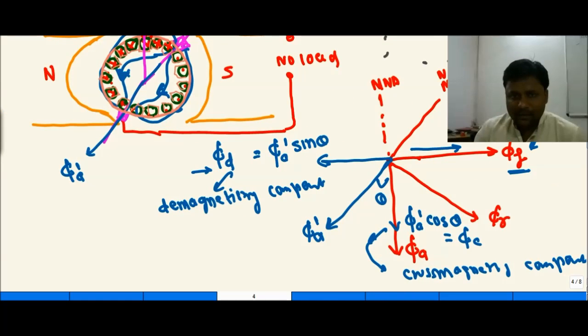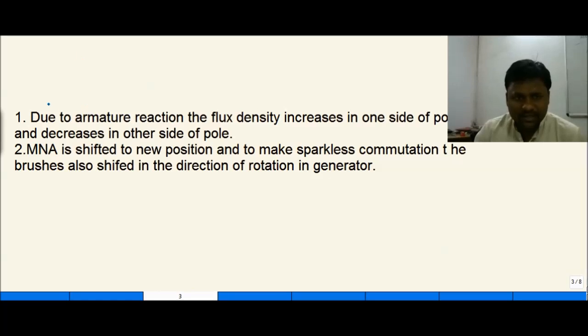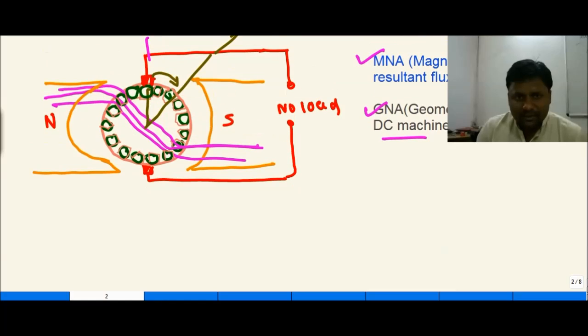Okay. Now, due to armature reaction, we can say that the flux density on one side of the pole tip increases and decreases on the other side of the pole tip. We have learned this. The flux density waveform basically increases on one side of the pole tip and decreases on the other side of the pole tip. This is our first drawback we have learned.